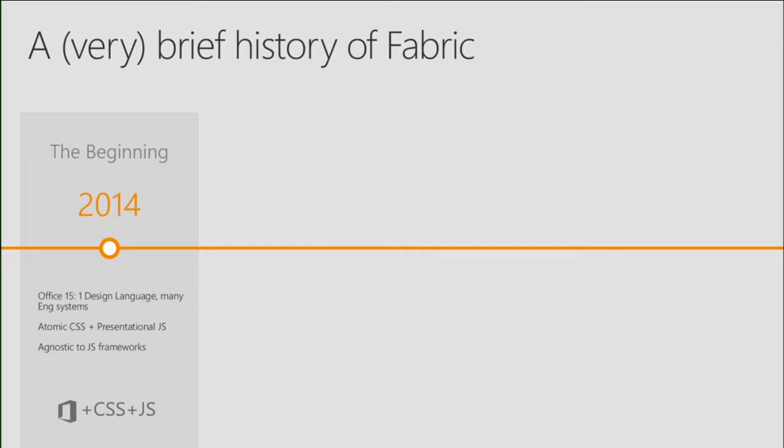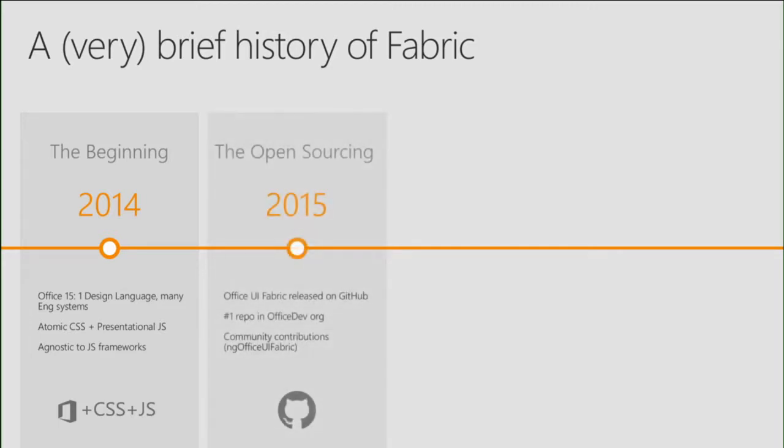If we fast forward about a year later, to the summer of 2015, we partnered with the Office 365 Dev Platform team to release Fabric open source on GitHub under the Office Dev organization. This was something that many folks had been asking for quite some time. You know, we want to build add-ins and extensions that look and feel native to Office. Until this point, many folks had to guess, or steal the CSS from Exchange or SharePoint. And so Fabric quickly rose in popularity to become the number one GitHub repo in the Office Dev organization.